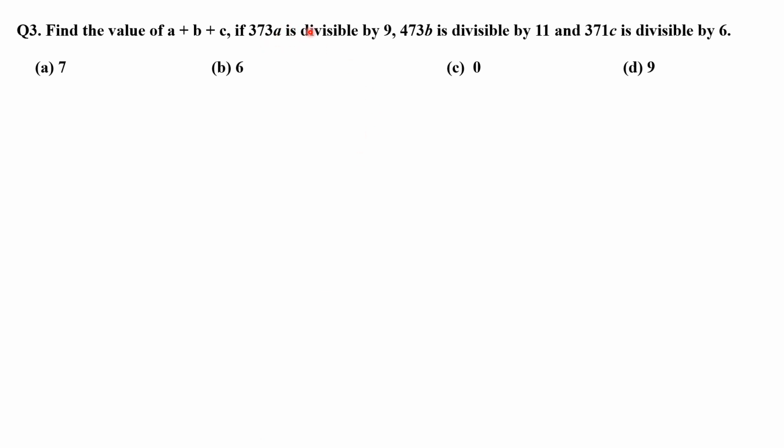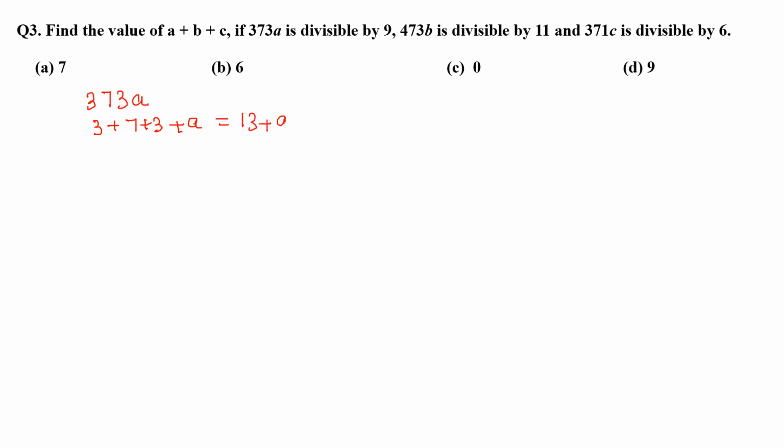Now it is given this number is divisible by 9. So the divisibility rule of 9 tells that if the sum of the digits is divisible by 9, then the complete number will be divisible by 9. So let's see what should be the value of a such that the number will become divisible by 9. So 373a, if I find the sum of the digits, it will be 3 plus 7 plus 3 plus a. So 3 plus 7 is 10, 10 plus 3, 13.